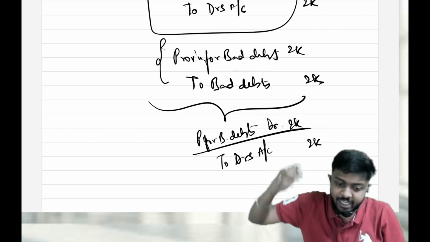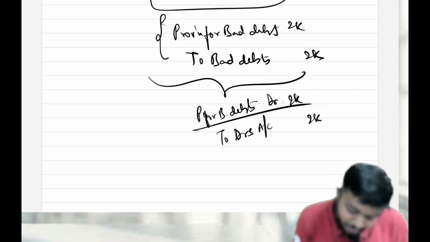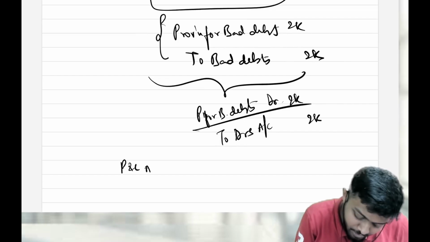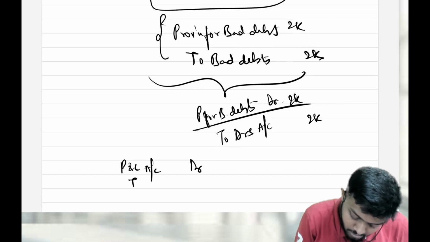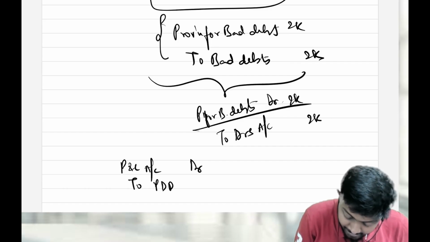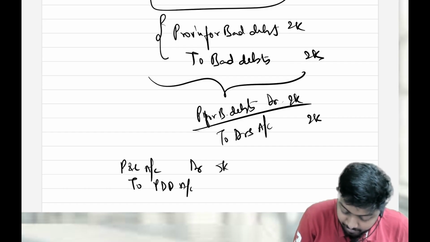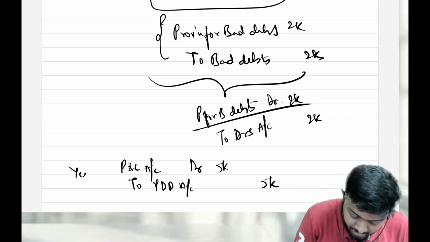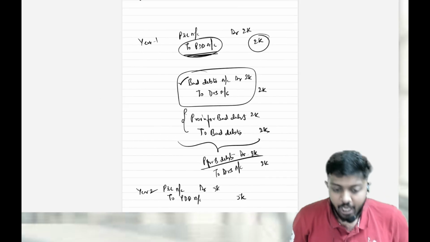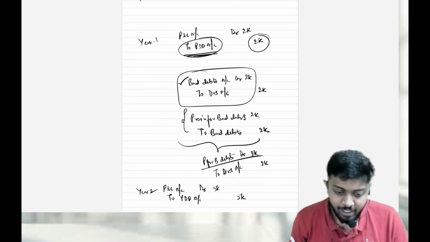Now you have to increase provision. The entry to increase provision is P&L account debit to PDD account 5K. The entry will pass in year 2. Okay, this is the standard thing that we follow.